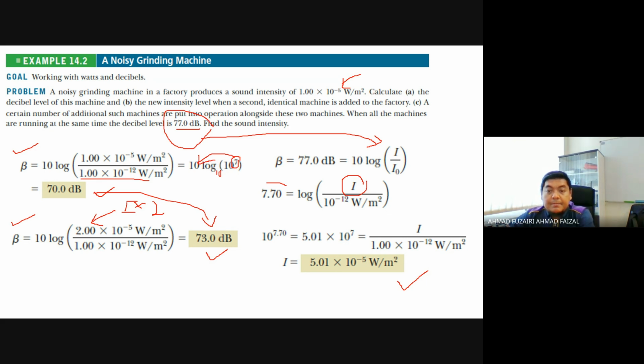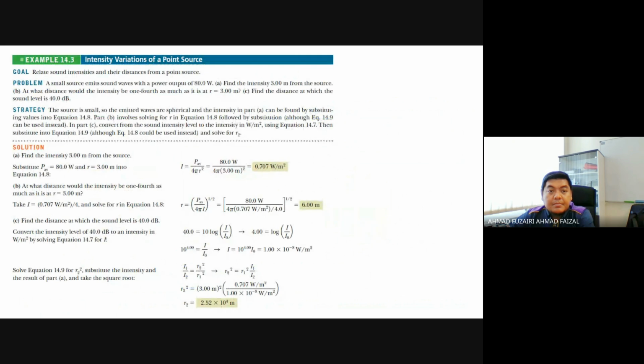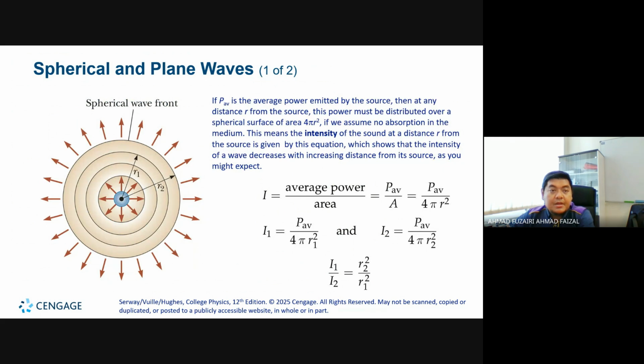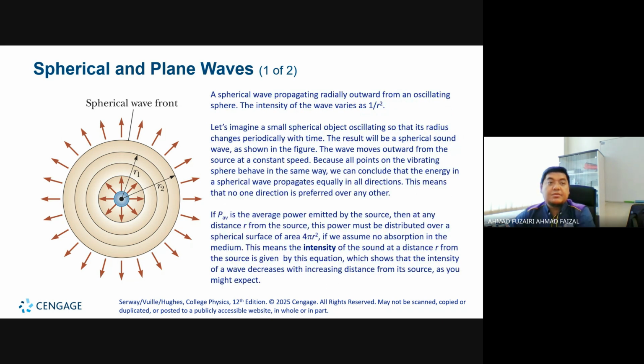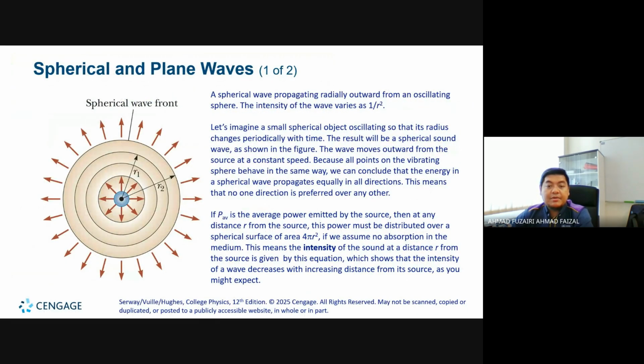Okay, so this is the spherical and plane wave. Maybe I will discuss this in our class tomorrow, inshallah. We will only discuss until the intensity level for today, I believe. That's enough for today because you need to digest the intensity level first before we can come to this part, the spherical and plane wave. Right. So I think I'll stop here, inshallah. If you do have a question, do you have a question?